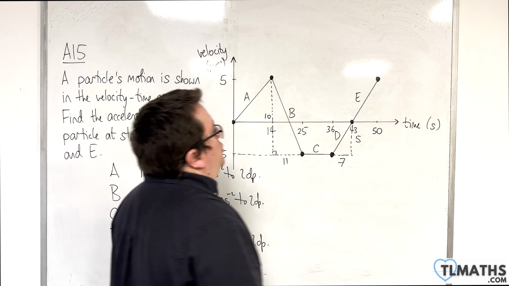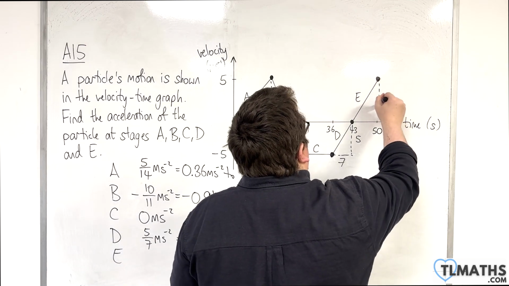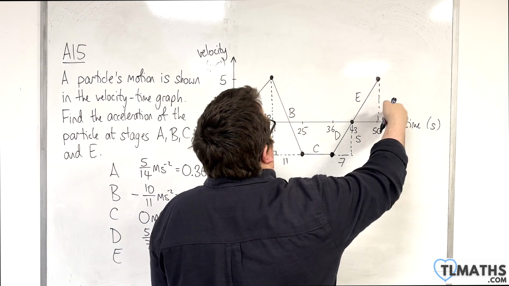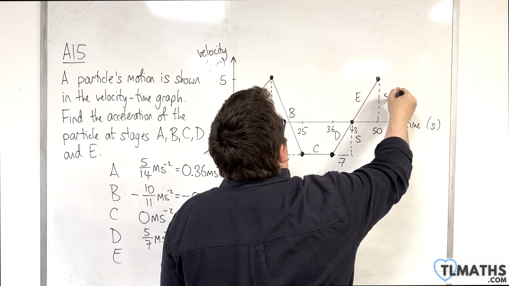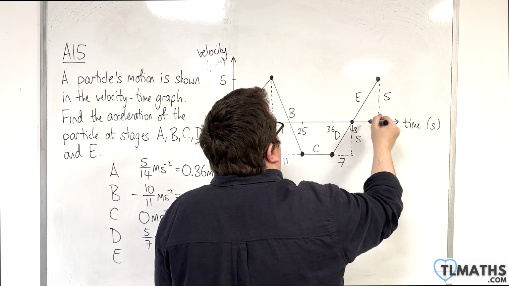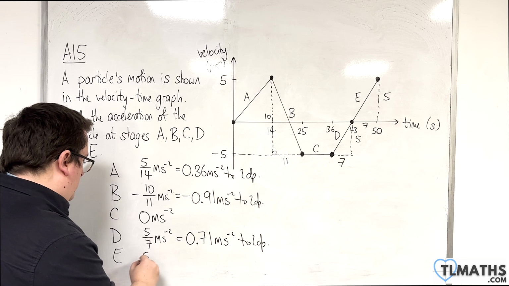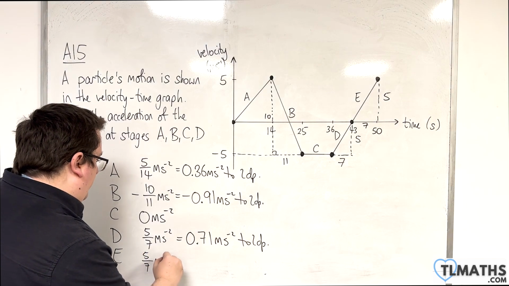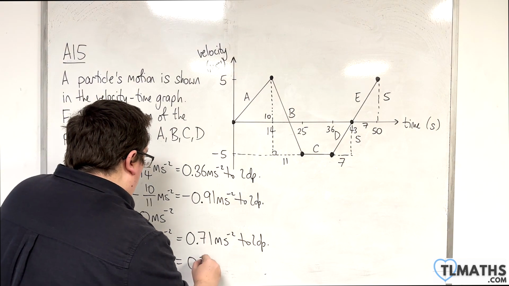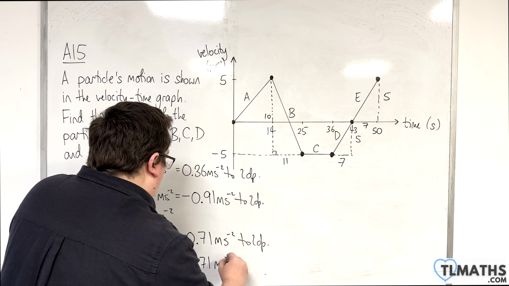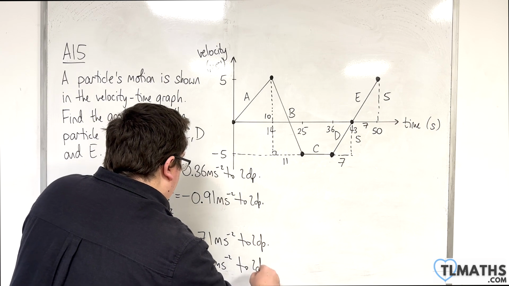And for the final section, we've got a change in 5, and 43 to 50, well that's 7 again, isn't it? So that's 5 over 7 meters per second, which again is 0.71 meters per second to 2 decimal places.